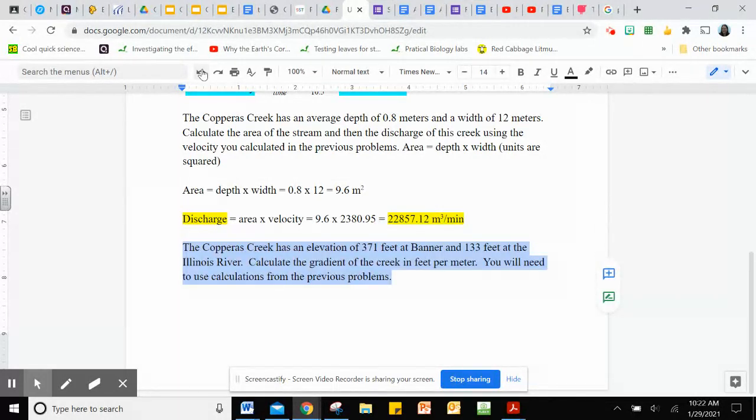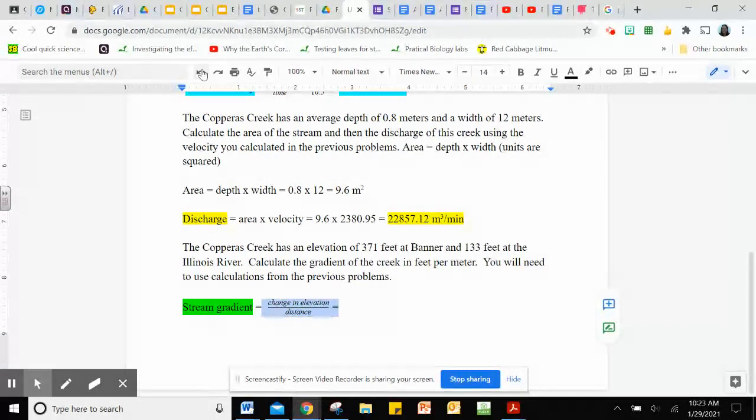The last problem on Copperas Creek on the Google form deals with elevation. So it reads, the Copperas Creek has an elevation of 371 feet at Banner and 133 feet at the Illinois River. Calculate the gradient of the creek in feet per meter. You will need to use the calculations from previous problems. So, stream gradient is the change in elevation over distance. So all we're given here in this problem is our change in elevation. We have to go back to the very first problem to get our distance.